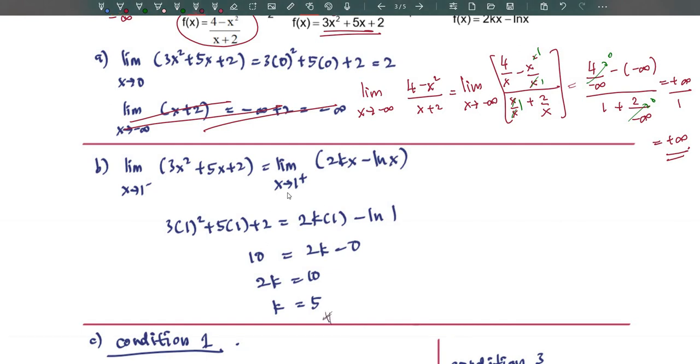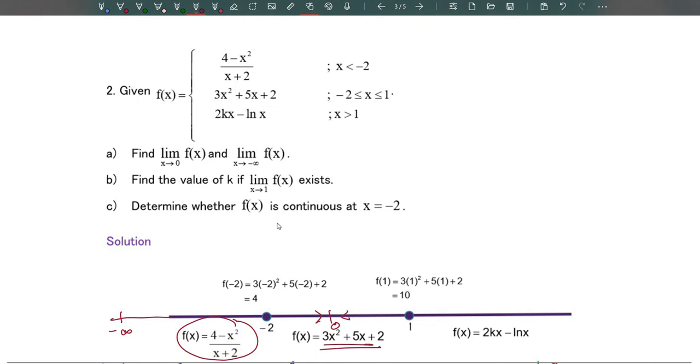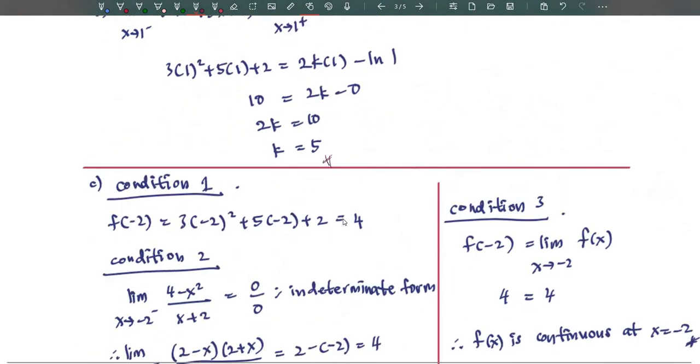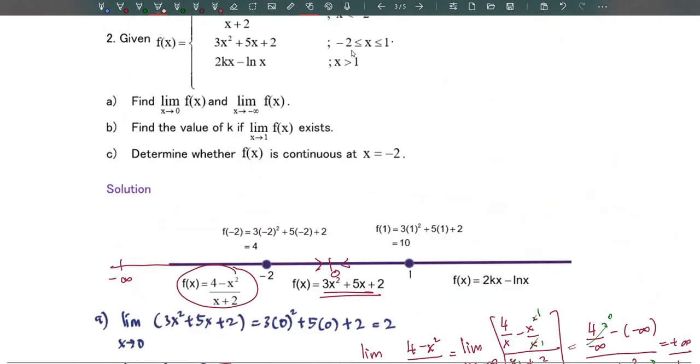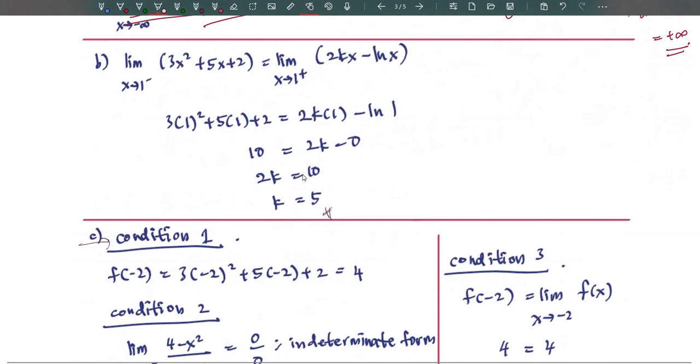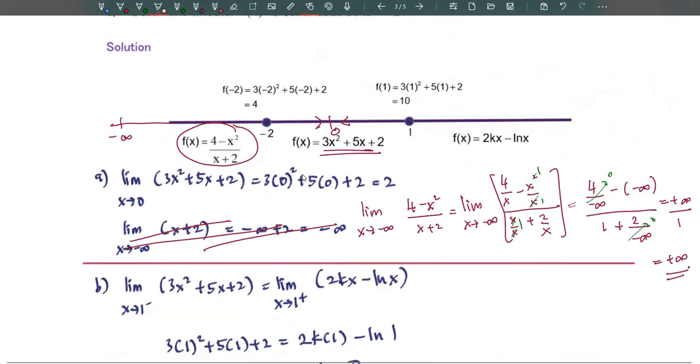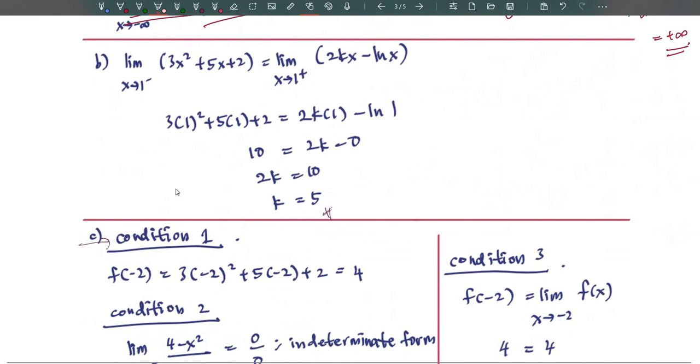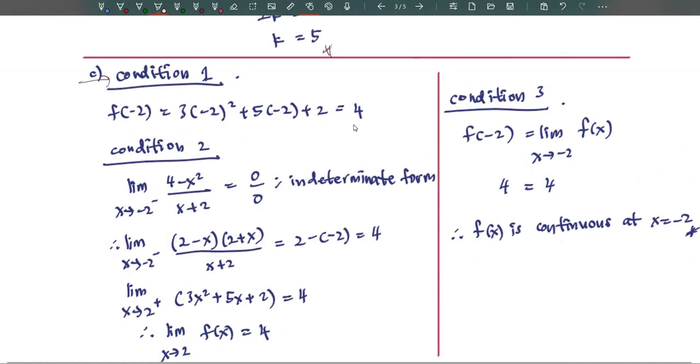Done. And then next, determine whether f(x) is continuous at x equal to negative 2. Therefore, the first thing that you need to do is condition 1, f(negative 2). Use the function that applies at negative 2, which is this one: 3x squared plus 5x plus 2. Substitute the value of negative 2 and hence we have f(negative 2) equal to 4.